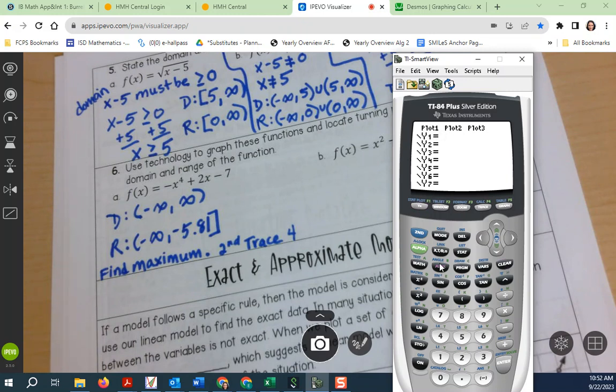I have x squared, so here's my x button, here's my squared, minus 1 over x. All right, so let's look at that together.